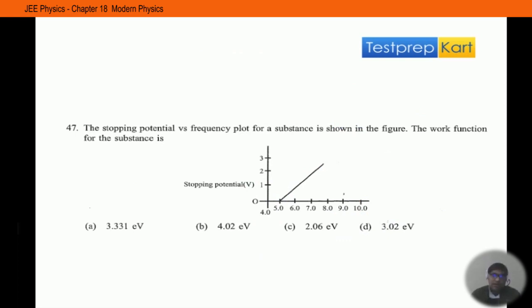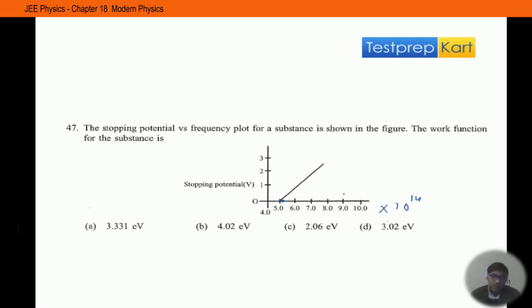Okay, next question is the stopping potential versus frequency graph of a substance is given. Here we need to calculate the work function of the substance. So look, this cutoff frequency is given, which is 5. Although there is a misprint, it should be 5 into 10 to the power 14.